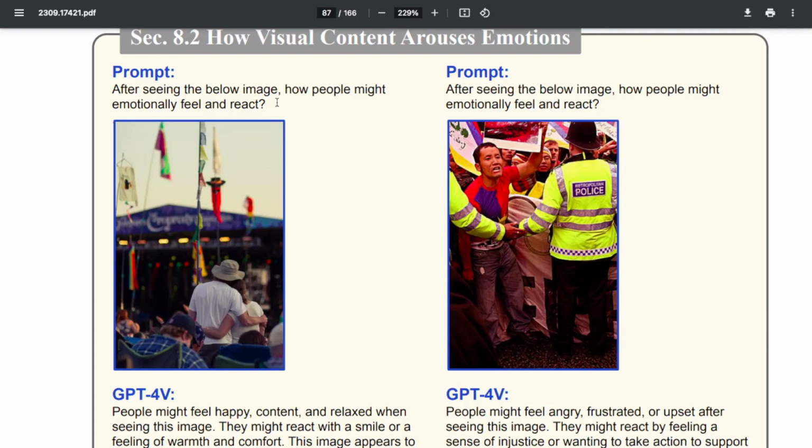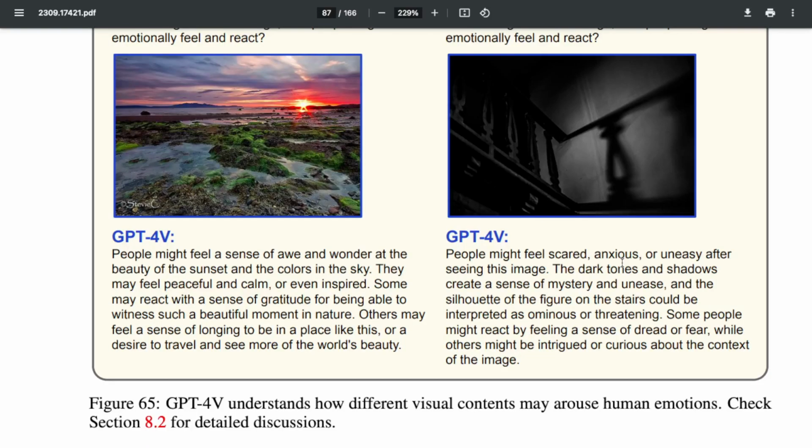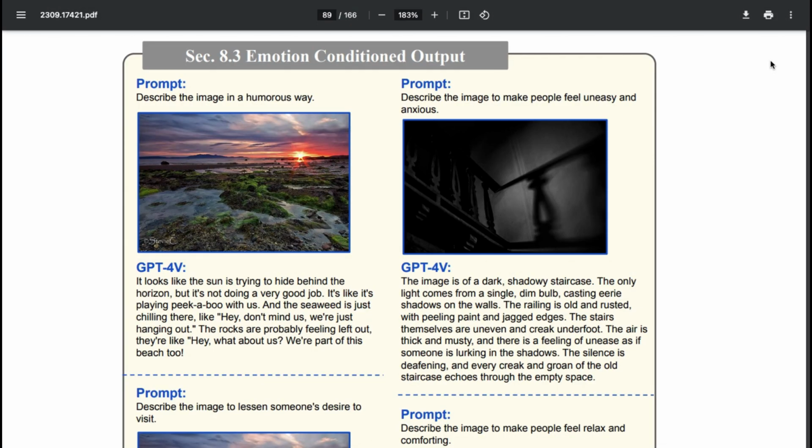After seeing the below image, how might people emotionally feel and react? People might feel happy. It looks like it analyzes the image, and then there's a prediction of what the emotion around it should be after experiencing such a picture. For this one, it says people might feel angry, frustrated, and upset. They might react by feeling a sense of injustice. So there seems to be more investigation around this, understanding humans' emotional response to certain images. This can be used, for example, by brands in terms of images they send out on social media or for banners or ads.